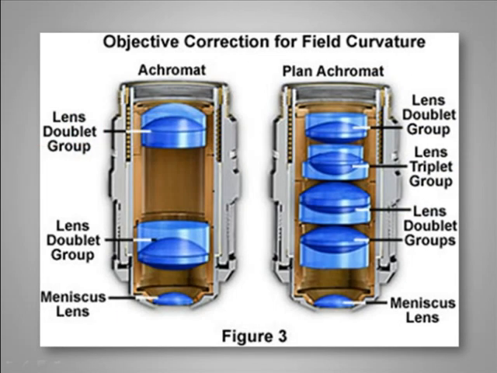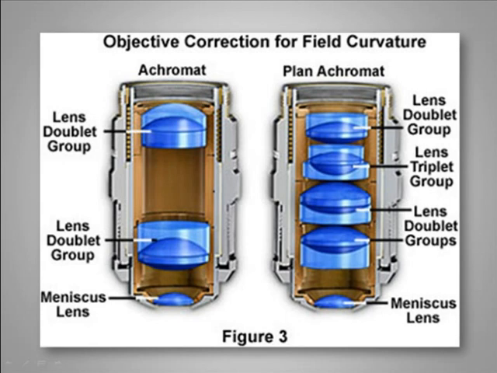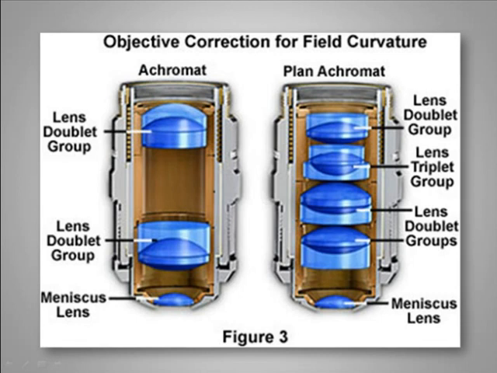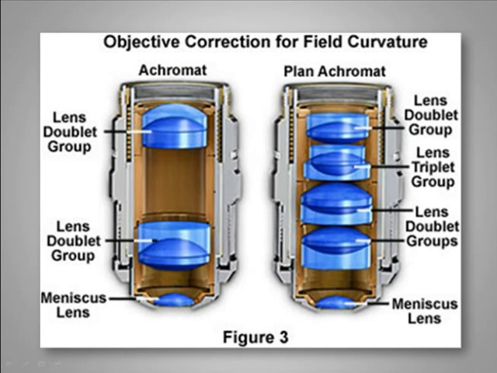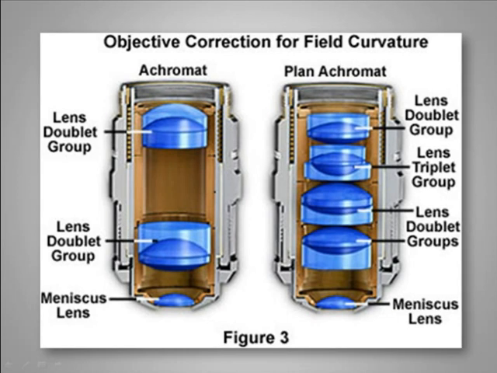Field curvature aberrations are corrected using flat field objectives. These objectives are referred to as plan objectives and are usually applied to lenses that have already been corrected for chromatic aberrations by adding more doublet and triplet elements that result in an image that is mostly flat. These objectives are known as plan achromats, plan fluorites, and plan apochromats.